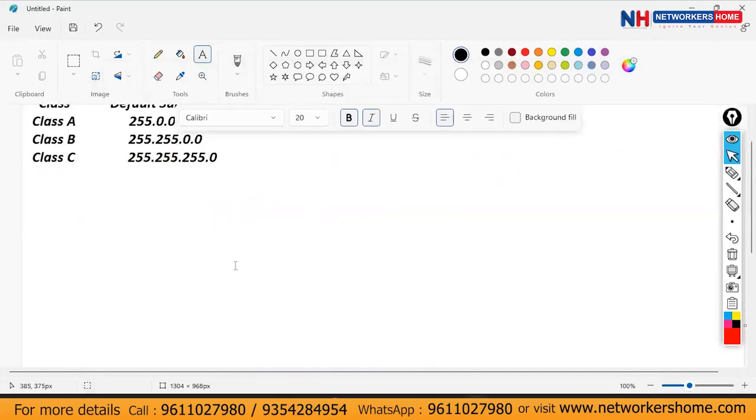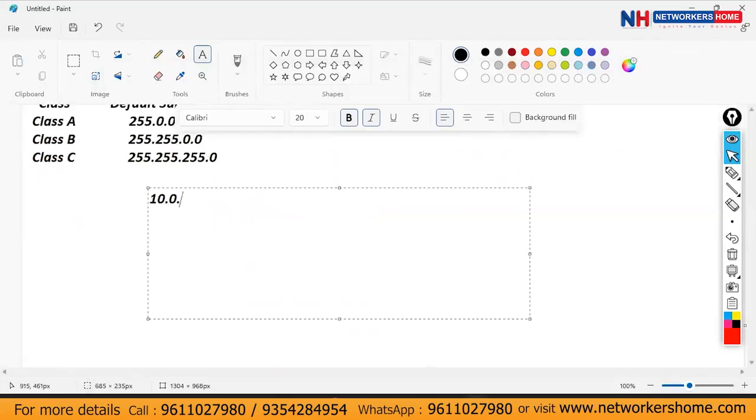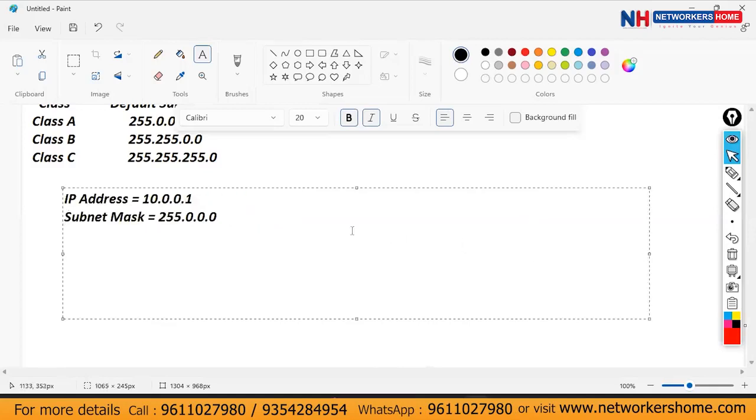Now, I'm taking an example of class A. This is an address of class A. If I write the default subnet mask for class A, it is 255.0.0.0. So this is the IP address, and this is the subnet mask. Now I'll write these in binary.